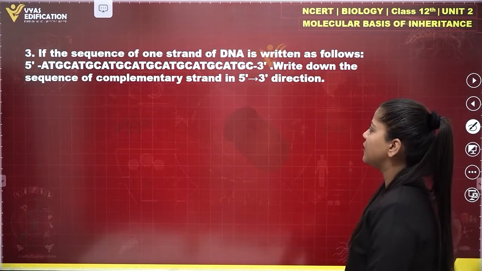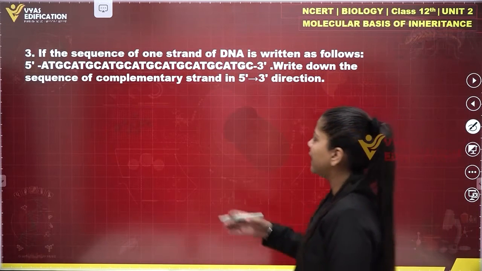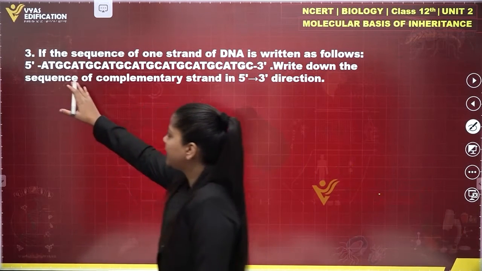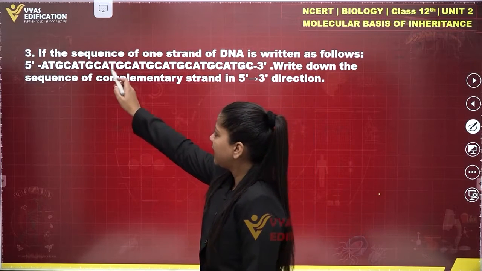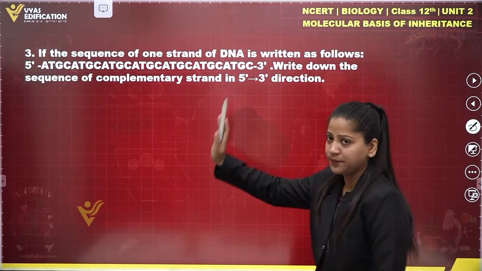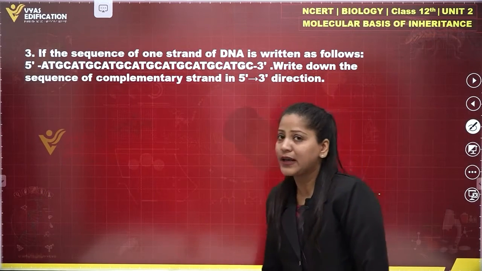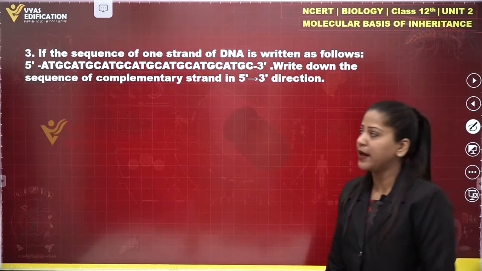If the sequence of one strand of DNA is written as follows, that is 5 prime, and we have been given this sequence ATGC, ATGC, ATGC, ATGC, ATGC, ATGC and ATGC and 3 prime. Write down the sequence of the complementary strand in 5 prime to 3 prime direction.